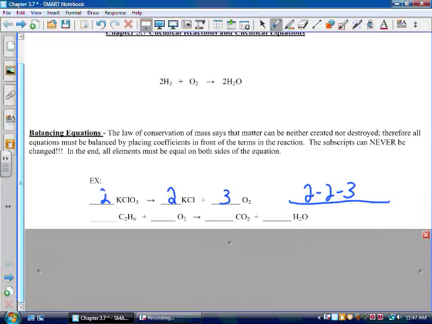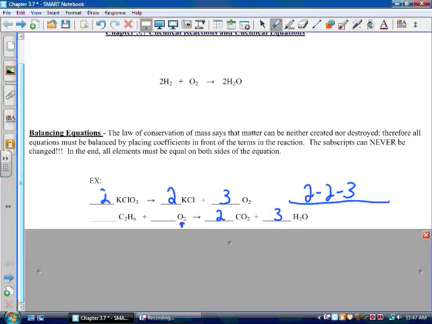Our next example is a type of reaction. C2H6 plus O2 produces CO2 and H2O. Again, one step at a time. Carbon, I have 2 on the left, I have 1 on the right, so I put 2 on the right. Hydrogen, I have 6 on the left, I have 2 on the right, so I come over here and put 3 here. Oxygen is our next item.